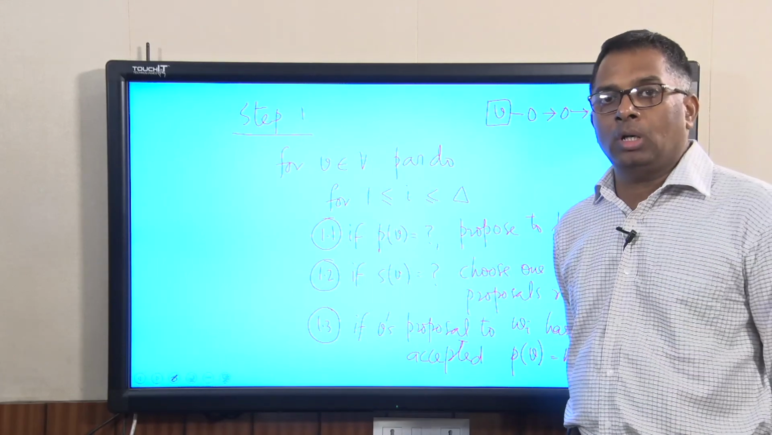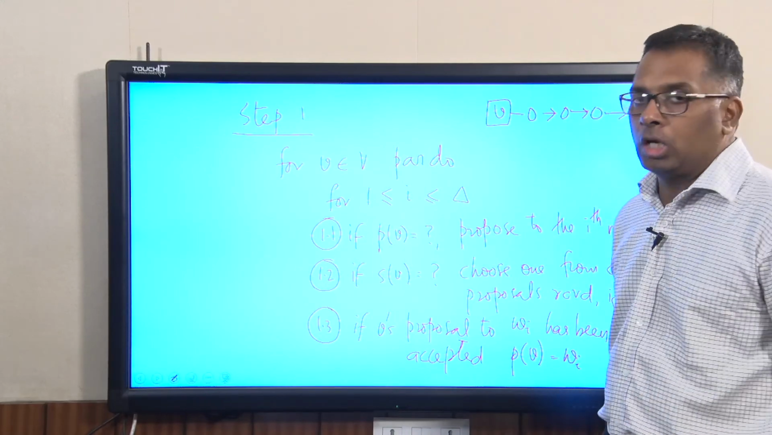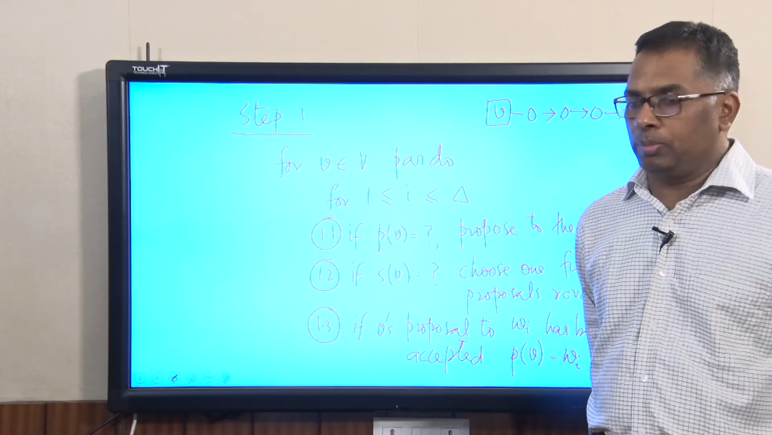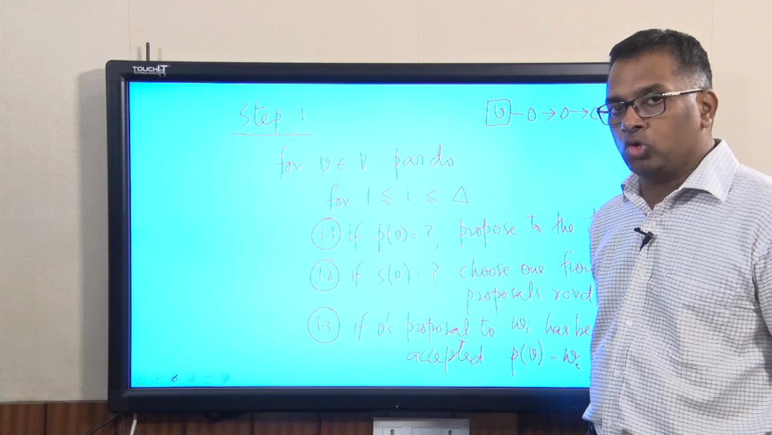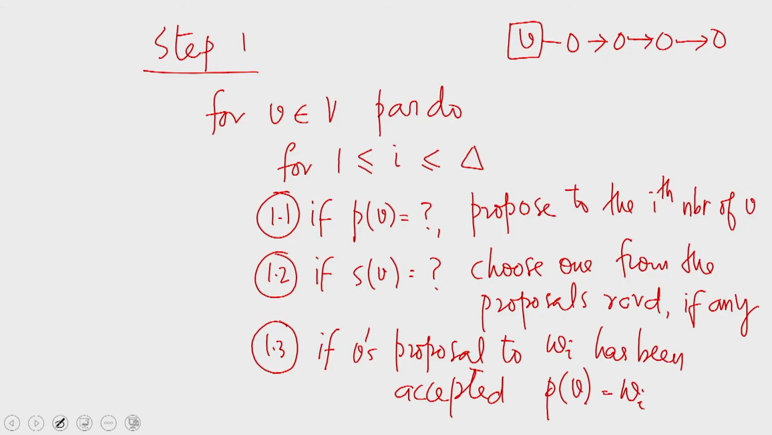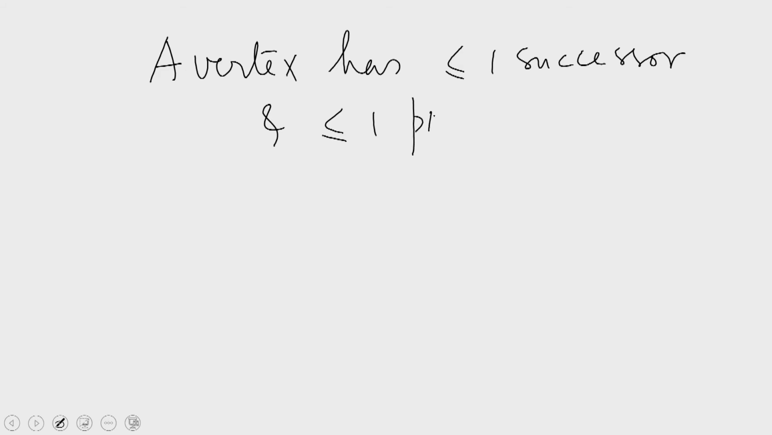Similarly, V receives multiple proposals. If it receives a proposal, it will choose one among them as its successor. And once the successor is chosen, the successor will not be redefined. So, a vertex will get at most one successor and at most one predecessor. It is possible that a vertex receives neither a successor nor a predecessor in this step.